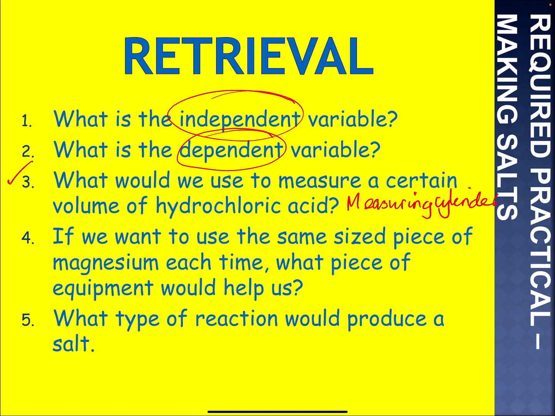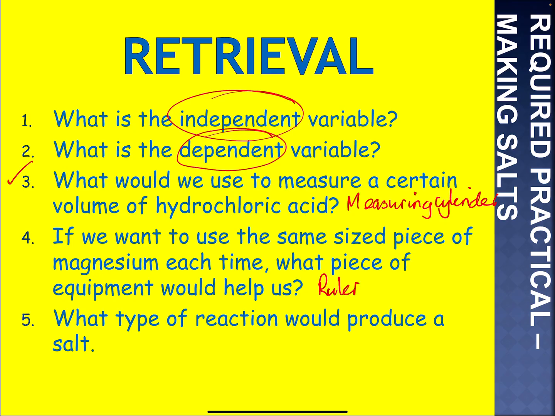Number 4, if we want to use the same sized piece of magnesium each time, what piece of equipment would help us? So here, use a ruler, can't you? And then number 5, what type of reaction would produce a salt? Well, it's a neutralization reaction. So that's a quick retrieval.